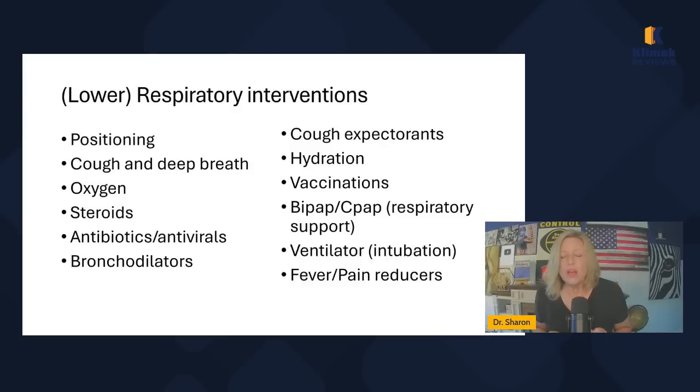Okay, so would we use fever pain reducers with pneumonia if they have a fever and they're uncomfortable? Sure. So how many of these interventions would we use with pneumonia? Positioning, cough and deep breathe, oxygen if needed, antibiotics for sure, bronchodilators if they have wheezing, cough expectorants most likely, hydration if their BUN is elevated, vaccinations, pneumonia vaccination we would recommend, BiPAP if their respiratory rate is high and we can't get their respiratory rate down, ventilator if they're in respiratory failure.